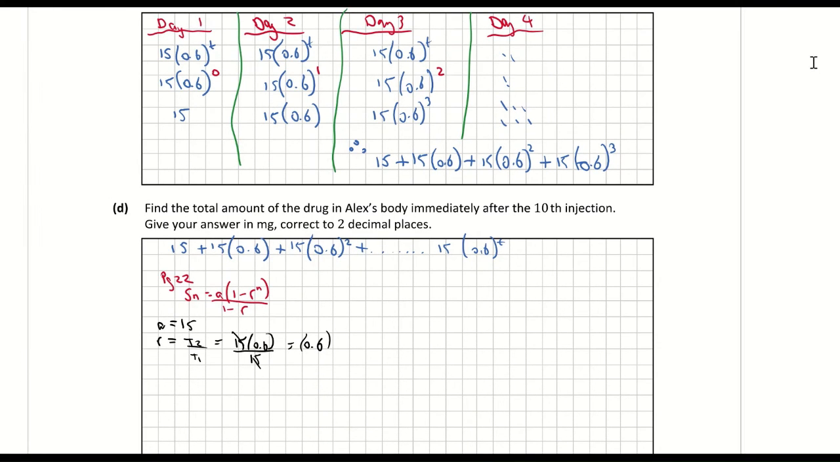So let's sub that into my formula. I'm looking for S of 10. So I have S10 is equal to a, 15, times 1 minus r to the power of n. Sorry, our power is 10 days, isn't it? And it's 1 minus r, which is 1 minus 0.6. Working that out, I get the sum of the first 10 terms to be 37.273. The question wants it to 2 decimal points, so 37.27 milligrams.